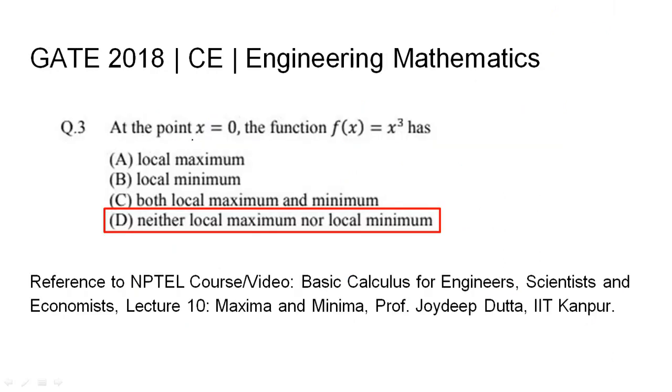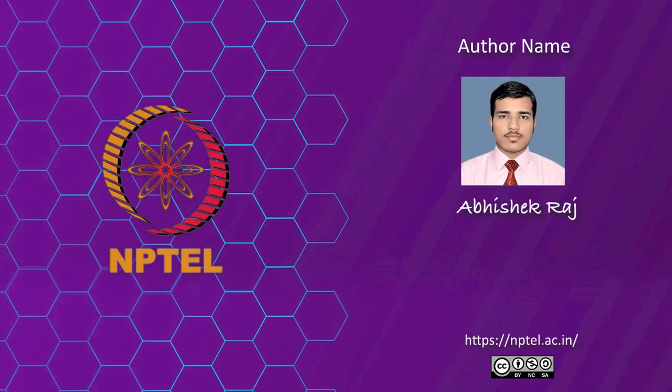So at the point x equals 0, the function f(x) equals x cube has neither local maximum nor local minimum, which is option D. The relevant NPTEL reference has been cited.